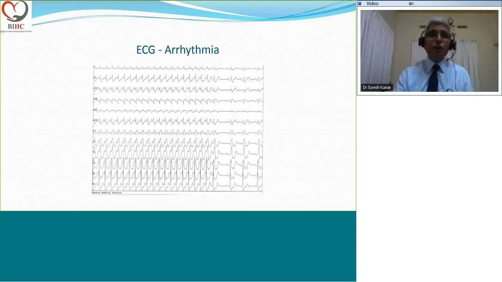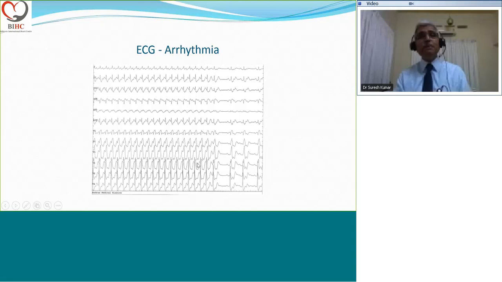This was his ECG. On a superficial look, you would think this is a VT because it's a wide QRS complex tachycardia. But if you concentrate here, you can find that the essential morphology of the QRS in sinus rhythm is similar to the QRS during the tachycardia. This is actually atrial flutter.